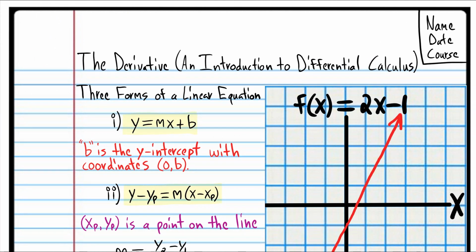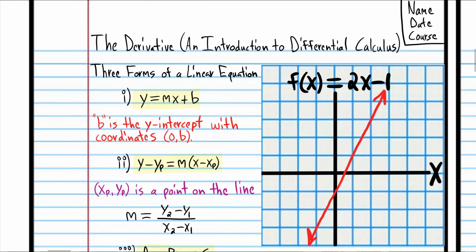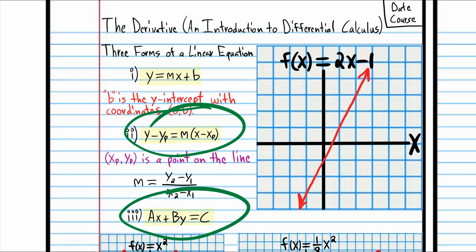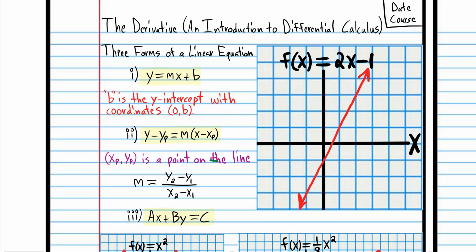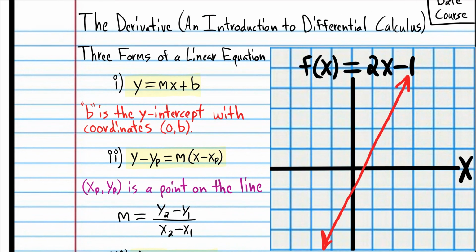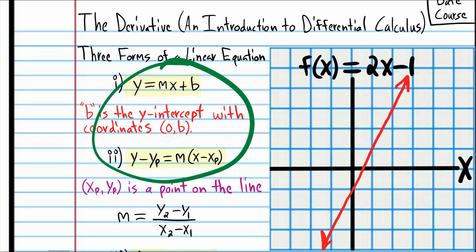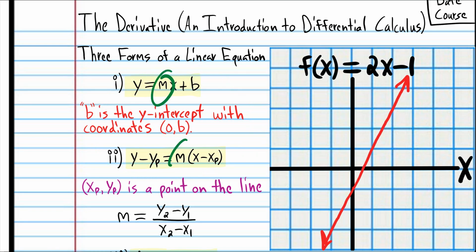In previous courses, we learned the different forms of linear equation. We have slope-intercept form, point-slope form, and standard form. And we also learned how to measure the steepness of a line using this value down here, which we call the slope of a line. We use this formula if we have 2 points on the line. But if we have one of either these two forms, we can see the slope just by looking at the equation.